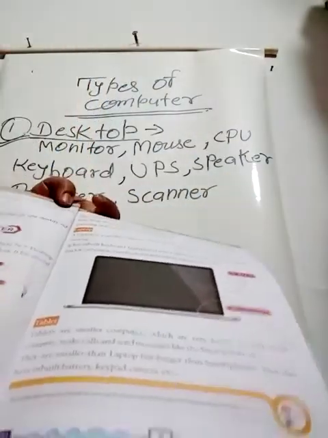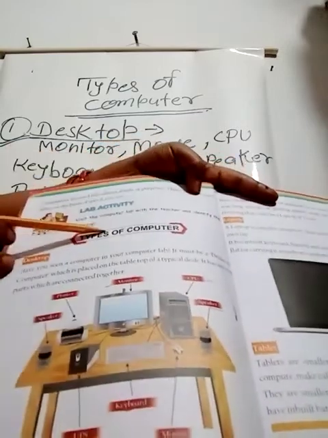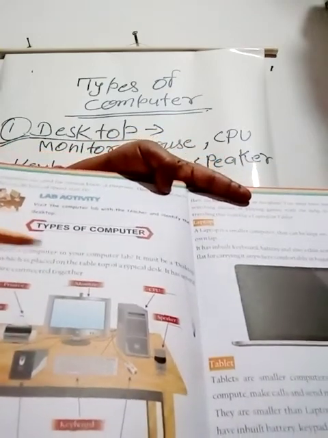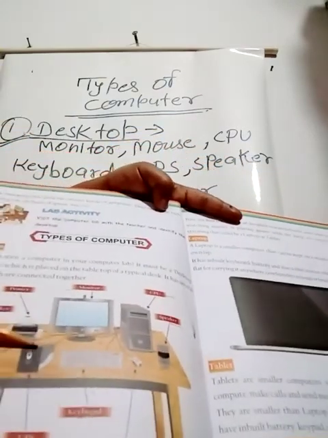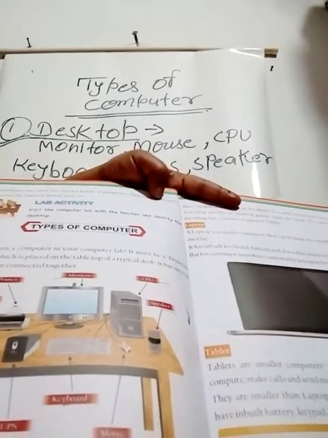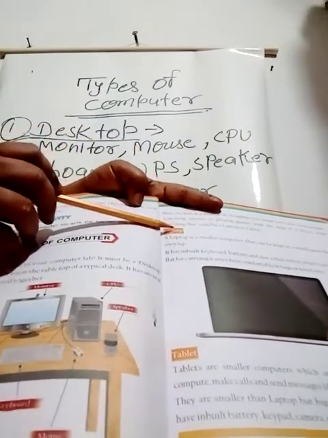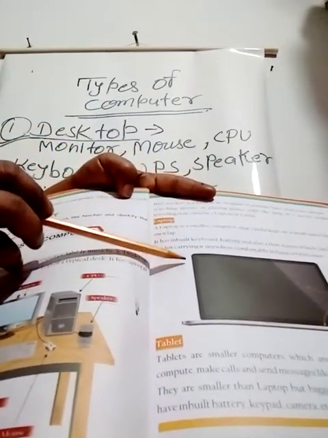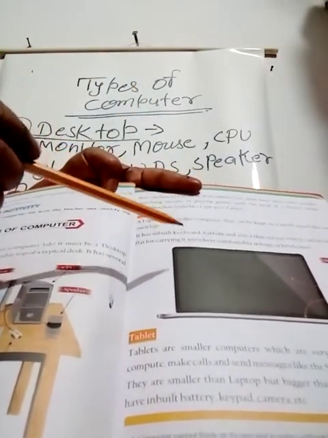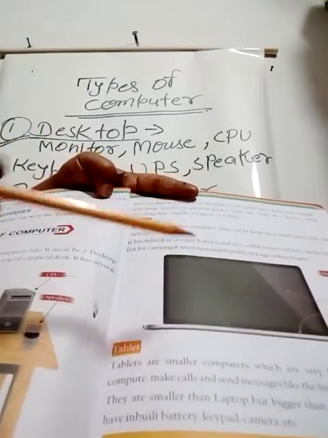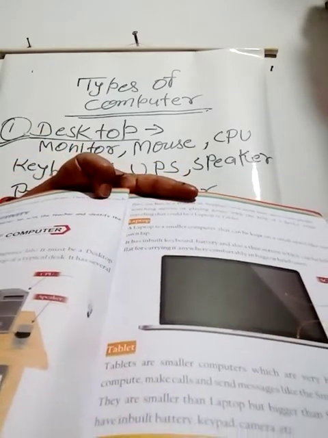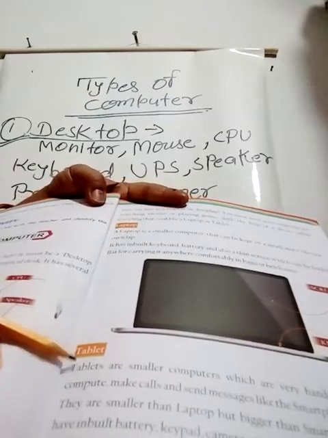Then in the next topic today I have taught you the different types of computer. Three types I have explained to you. The first one is the desktop. In this desktop, the computer is kept on a table with its several parts. The second one is the laptop. This type of computer is small, and it has an inbuilt mouse, keyboard, CPU, speaker, everything, and you can do the work with the help of the laptop by keeping it on your lap. Then the third type of computer is the tablet.